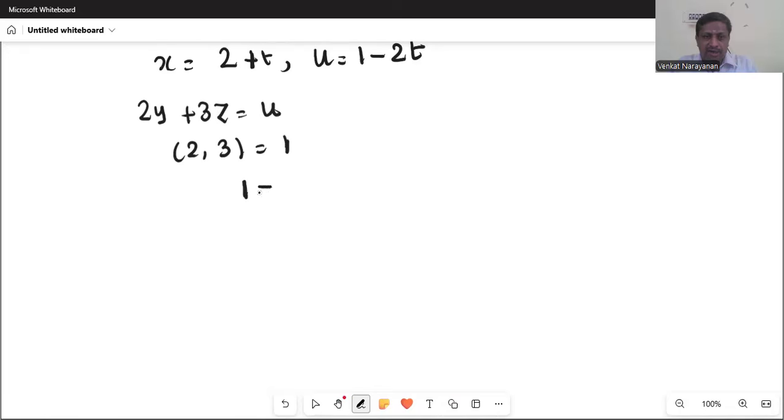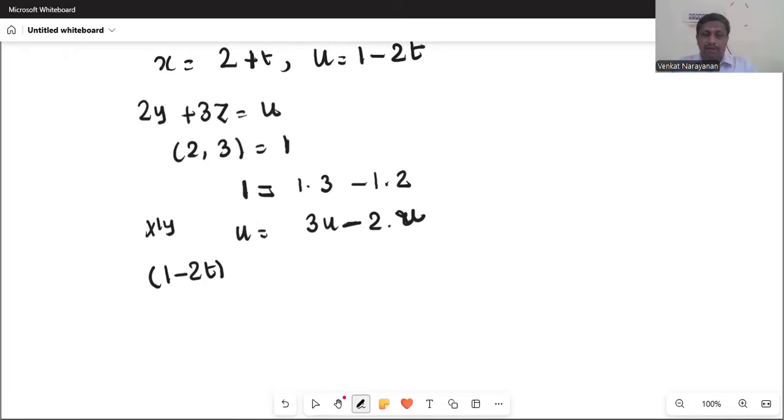So, this 1 can be written as a linear combination of 2 and 3. How will you write then? 1 times 3 minus 1 times 2. This is the way we write the linear combination. Now multiply u on the equation. So u can be written as 3 times u minus 2 times u. But what is the u value? u value is 1 minus 2t. We can assign that: 3 times (1 minus 2t) minus 2 times (1 minus 2t).